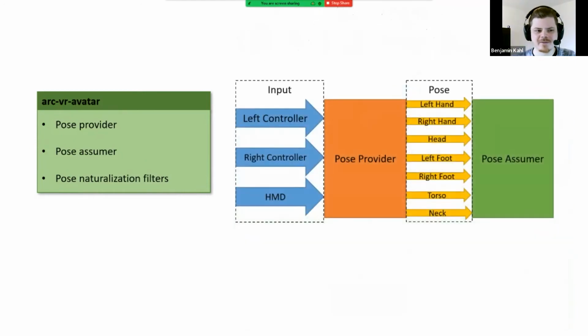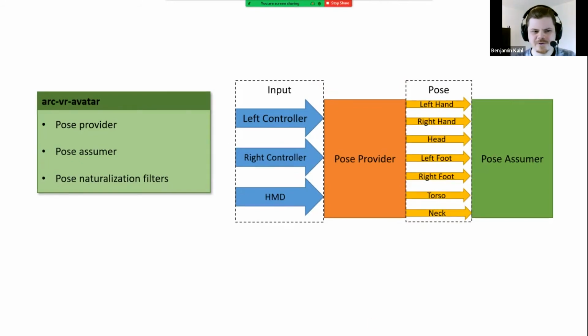Essentially, what this comes down to is that the very limited information that we have as input is where the left controller is, where the right controller is, and where the head mounted display is. Based off of that, we need to estimate what pose the player is actually making. So where is their head, hands, feet, torso, neck, and elbows? That's what the pose provider does. It takes these inputs and says, okay, the player's probably in this kind of pose. And then the pose assumer can map any humanoid 3D model to that pose.